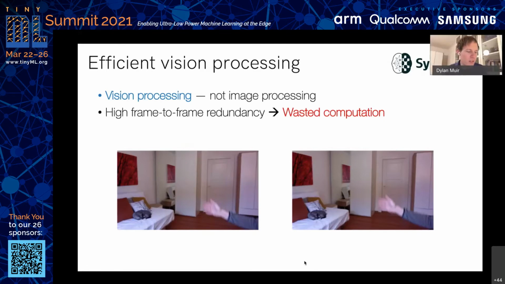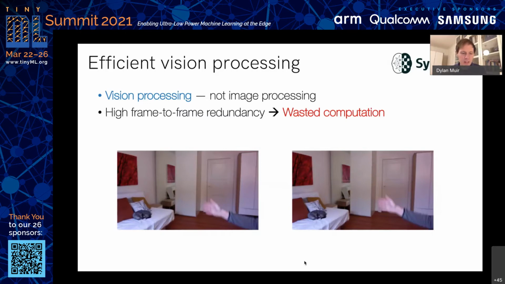And I want to emphasize the difference here between vision processing and image processing. I'm not talking about image processing in a data center workload sense. I'm talking about vision processing, where you have a continuous stream of images coming in. Vision processing raises various issues that are separate from image processing, one of which is the enormous frame-to-frame redundancy between any two frames in a vision stream. You can see, as an example here, if you look very closely, that I'm moving my hand, but between the two frames, there's basically no difference.